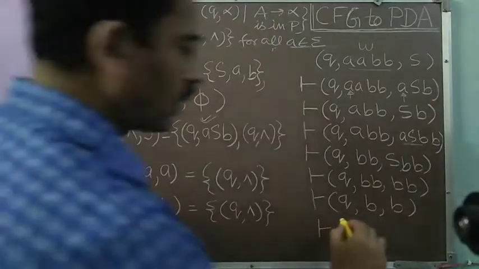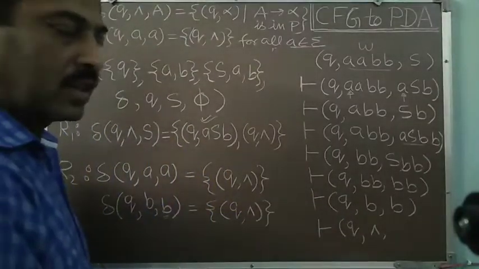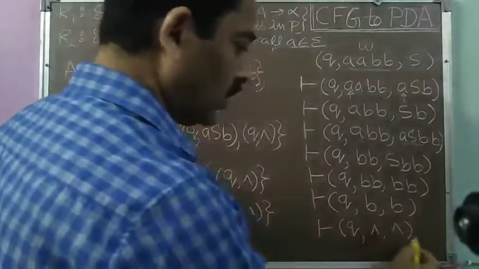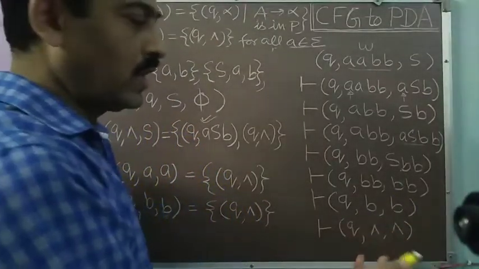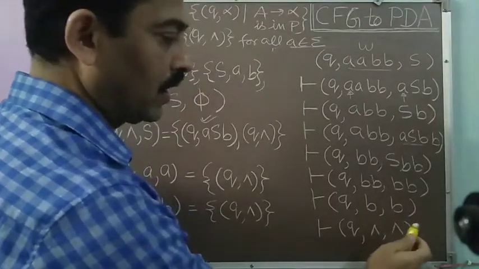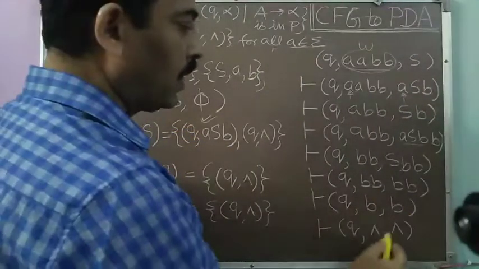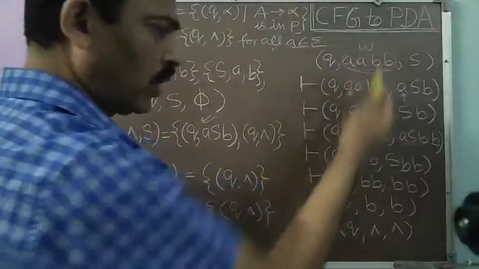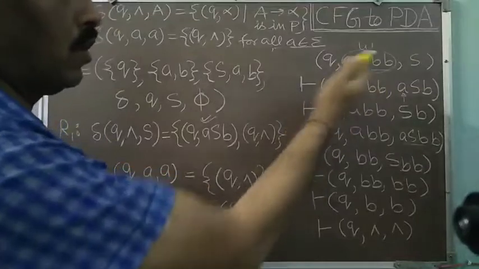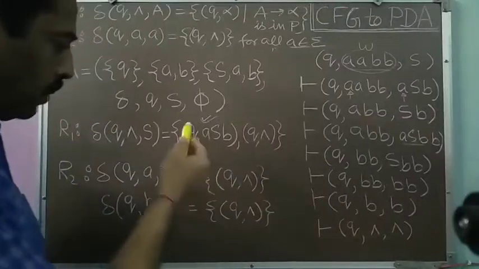So (q, null) I will be writing. My input has been exhausted, null remains, and null is on the top of the pushdown store. Null on the pushdown store means the pushdown store is empty. So now when my string has finished, my pushdown store is empty. That's why this string which I started processing will be accepted by this PDA. You can check all the words where the number of A's and number of B's are equal, and all B's are followed by all A's, which will be accepted by this particular PDA.